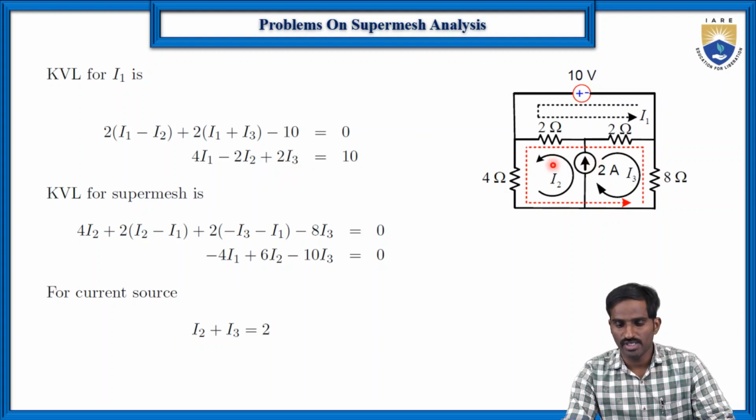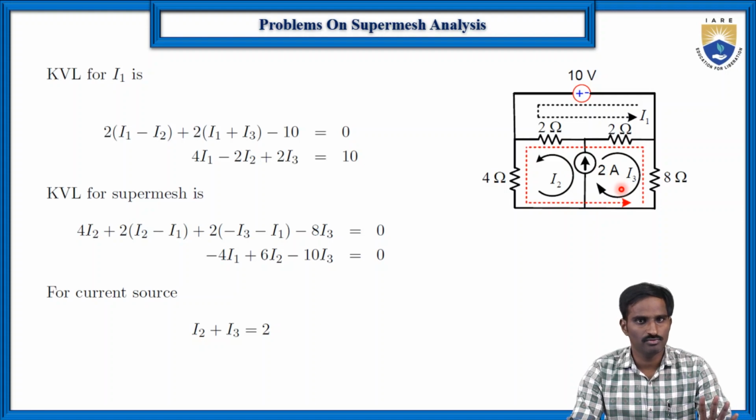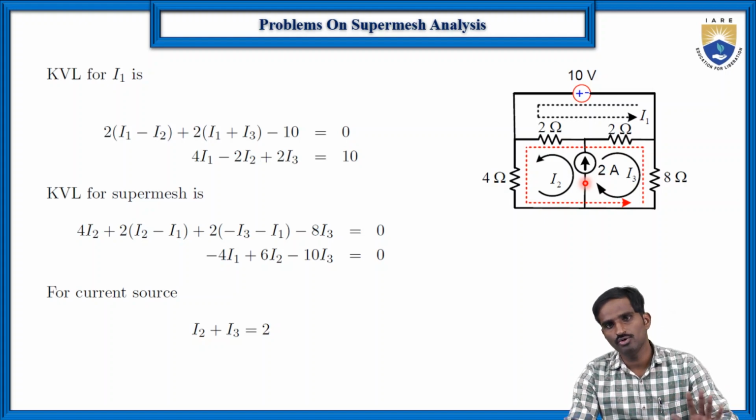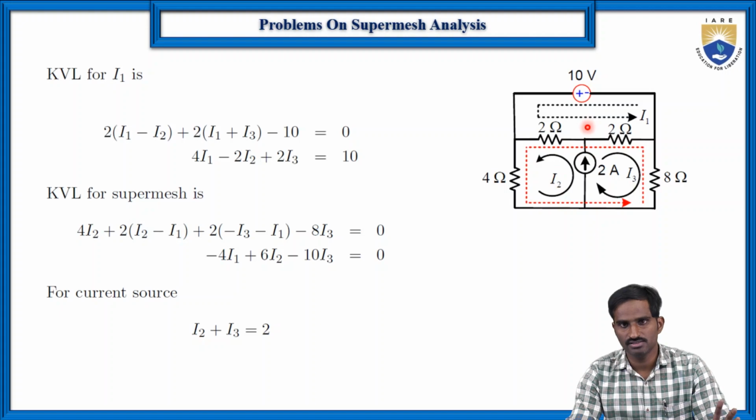Then now we are going to apply the super mesh for this particular part. Here also, 3 loops are there, so you will get 3 loop equations. In the previous case you were having only 2 loops, that's why you got 2 equations. But here, one is the normal loop equation, the second one is the super mesh equation, and the third one is the current source value in between the 2 loops. That's how we get the 3 equations.